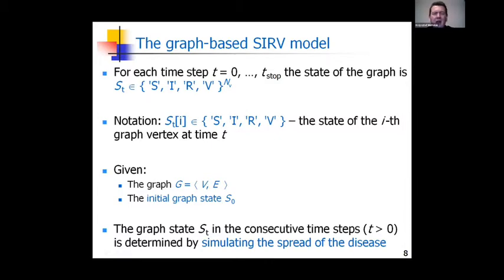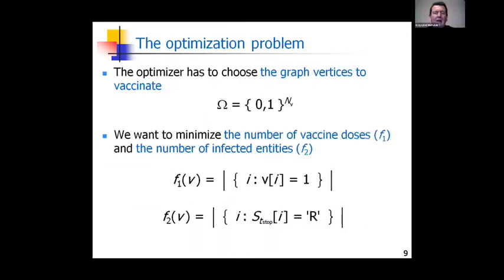Actually, if you have a non-zero probability of recovery in this particular model, the epidemic is guaranteed to stop after some time. And the optimization problem in this case, as I mentioned, is a problem of optimizing the vaccination scheme, which means the assignment of vaccines to the vertices of the graph.